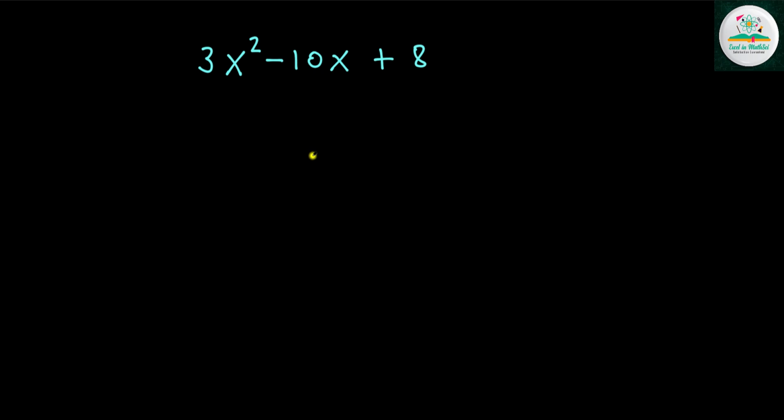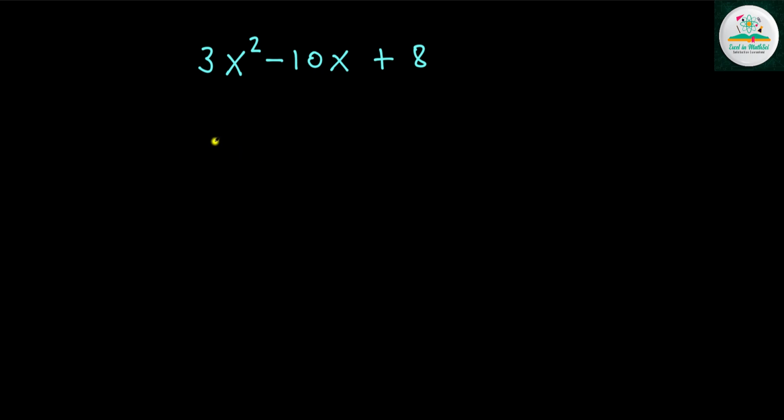Hi guys, welcome to Excel and Maths I. So what we'll be doing in this video is looking at how to factorize a quadratic equation where the coefficient in front of the leading term is greater than 1. So we have 3x squared minus 10x plus 8.